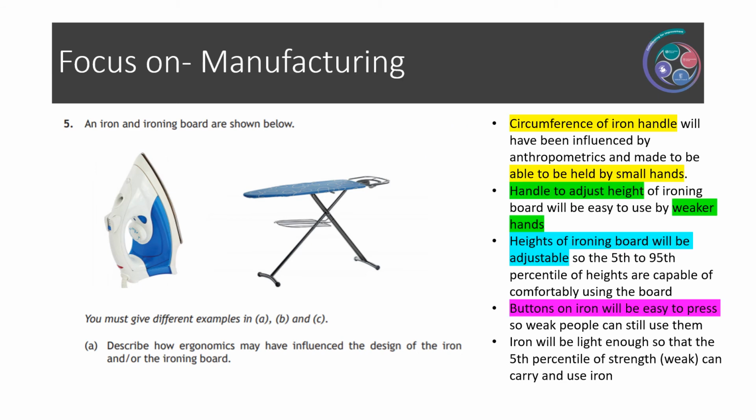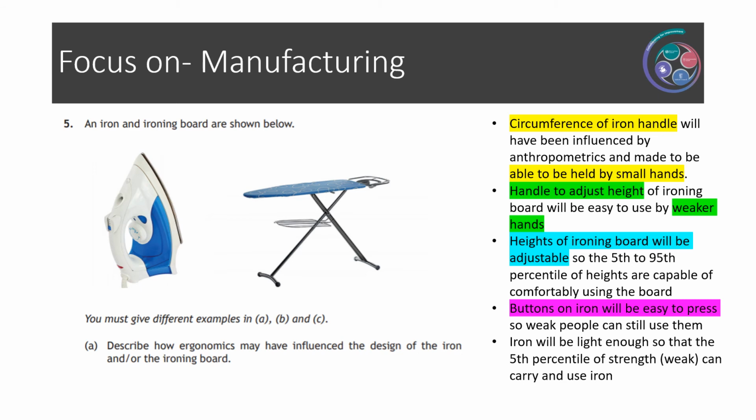This candidate was awarded 4 marks out of 4. The first mark for saying that the circumference of the iron handle has to be held by small hands. The circumference of the iron handle is a specific part of the iron, and this is very good practice for when going up to higher.